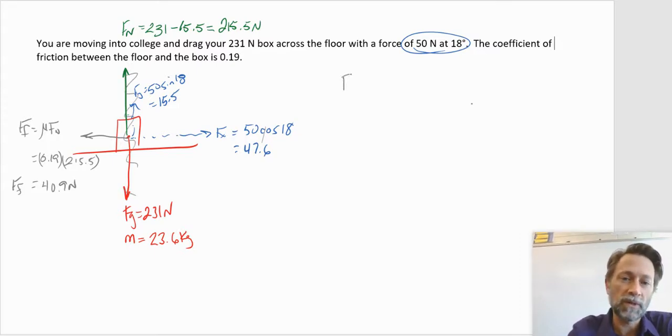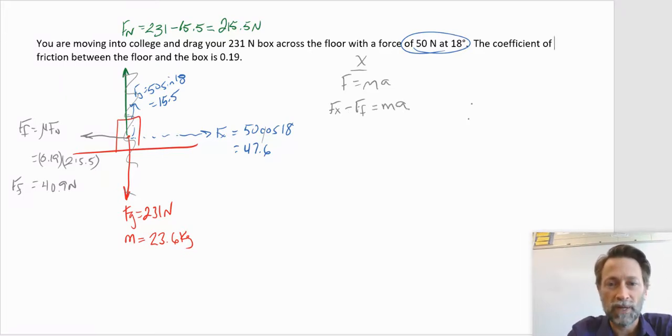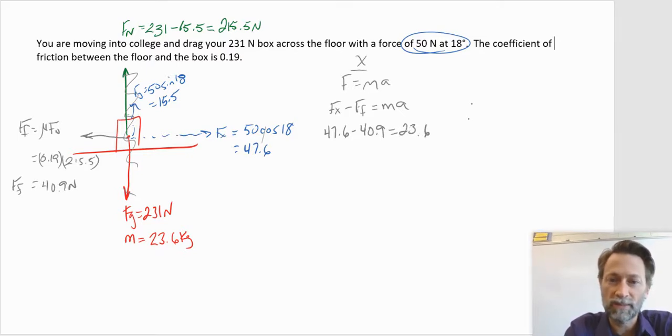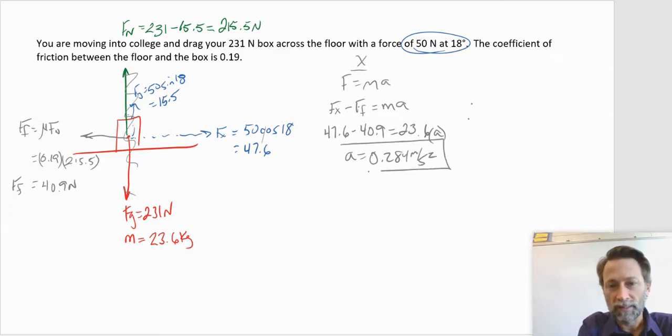So the only motion is going to be in the side-to-side direction, which means I can do an F equals ma in the x direction. It's moving to the right, so I can say that that x value is positive, minus the force of friction, or plus a negative friction, equals m times a. And then I can plug numbers in. 47.6 minus 40.9 equals the mass, that's why we had to find the mass, 23.6 times a. Solving for a, we end up with a value of 0.284 meters per second squared. And that would be the acceleration of your block.